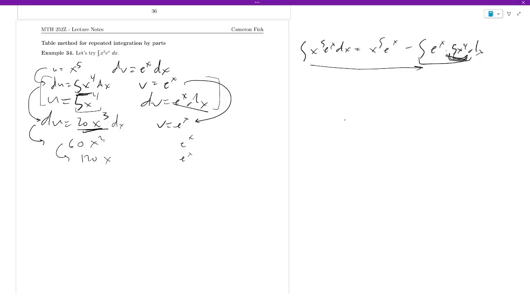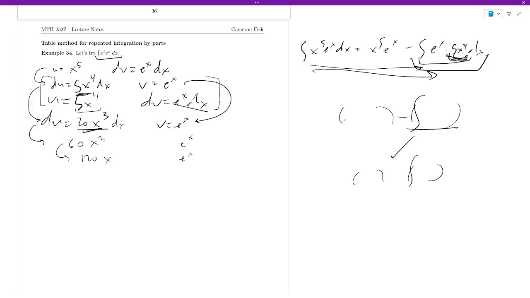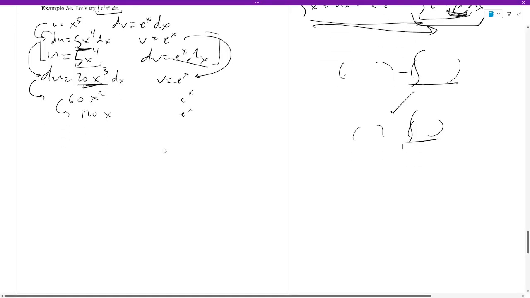If I was to do this integration by parts the long way, it would take several pages of work, because I'm doing this and then doing by parts on this one. I get two things again. This one would be an integral. I do by parts again. I get two things again. This one would be an integral. I do parts again. It would take forever. But it's super duper fast with this table method.